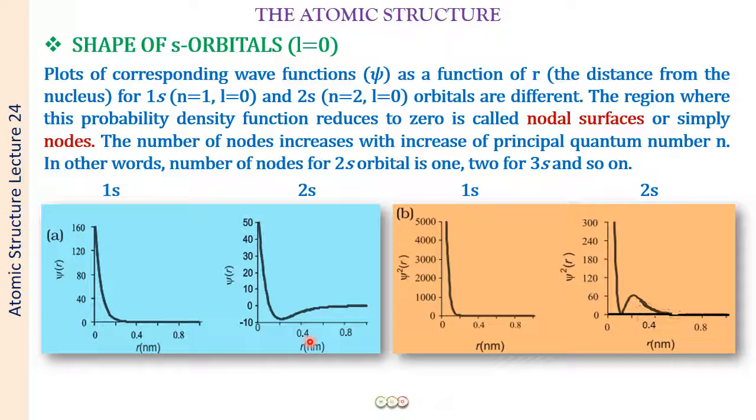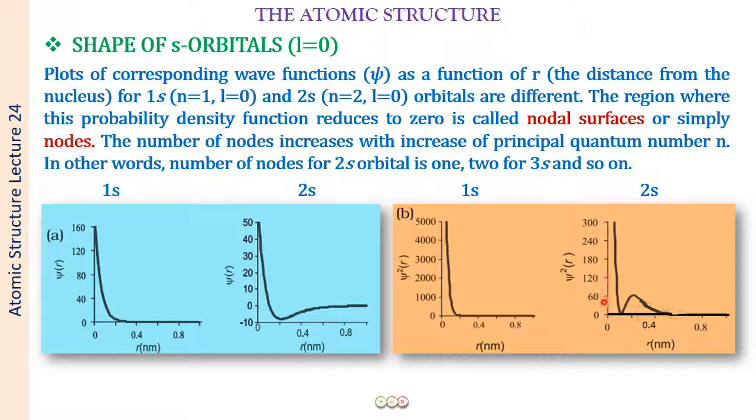So there was a thought that there should be some better representation of the probability density for an electron, and hence a German physicist, Max Born, plotted a graph between psi square and r. And you will see that the graph again for 1s is exactly similar to this graph. There is no change. But when you see the graph for 2s, what do you find?